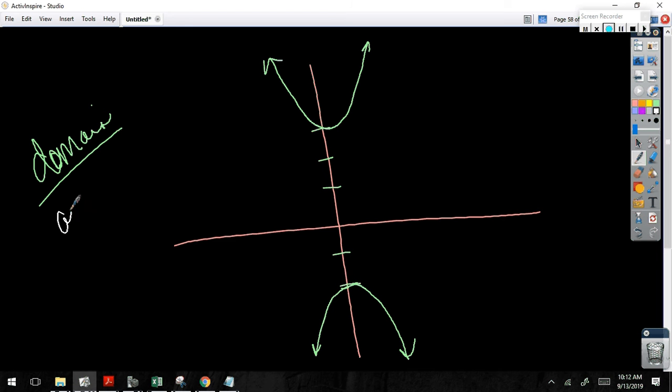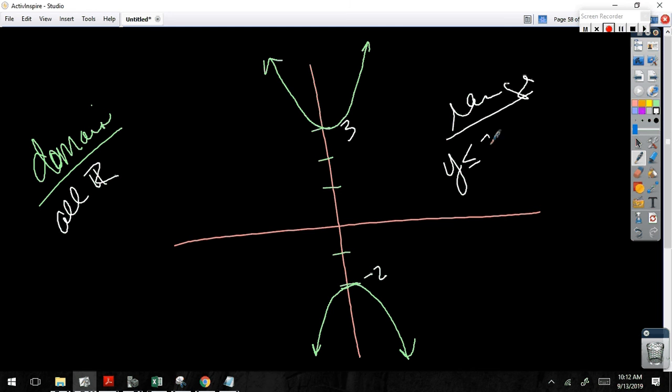All right, so domain, we know all real numbers. Range is what we're looking at. And so you said what? Okay, so this is -2 on y, this is 3. So we know that y is less than or equal to -2. Yes. And y is greater than or equal to 3. Okay, so you can do that.